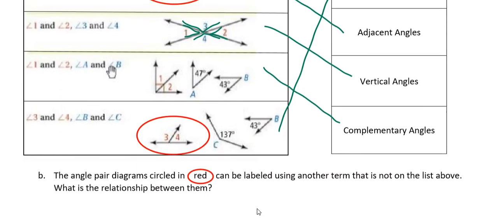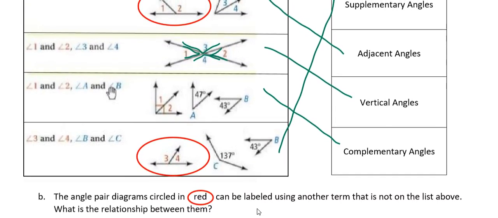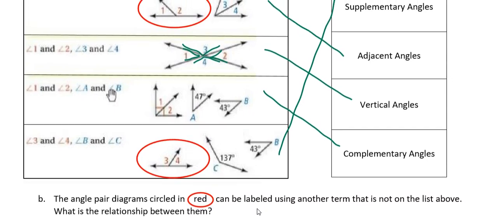I have one last question here that asks about the angle pair diagrams circled in red. So if you were wondering why those are circled in red, it's about this question. It says that these red circled relationships can be labeled using another term that's not on the list above. What is the relationship between these angle pairs?